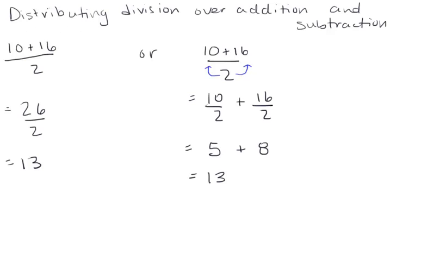Same thing can be done if we are subtracting. So I could have 12 minus 27 divided by 3. If I simplify this, you might say, well, why am I subtracting before I divide? You need to think about this as a term in parentheses. So both of these terms you need to do first, and then you can divide. So 12 minus 27 is negative 15, divided by 3 is negative 5.